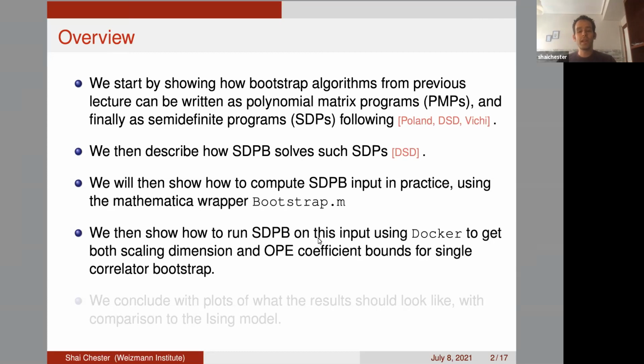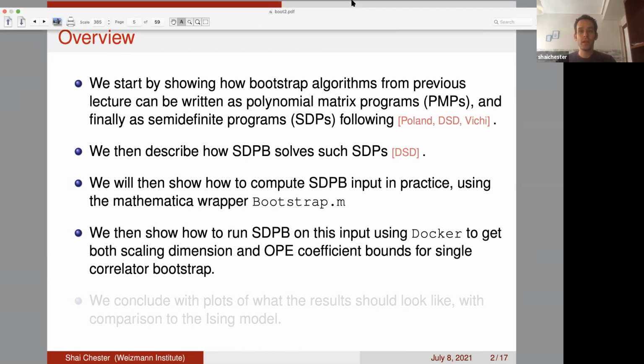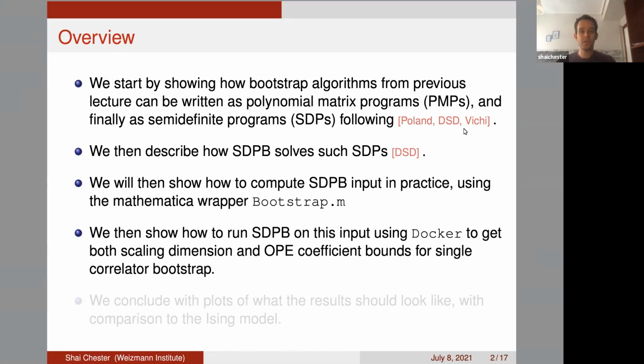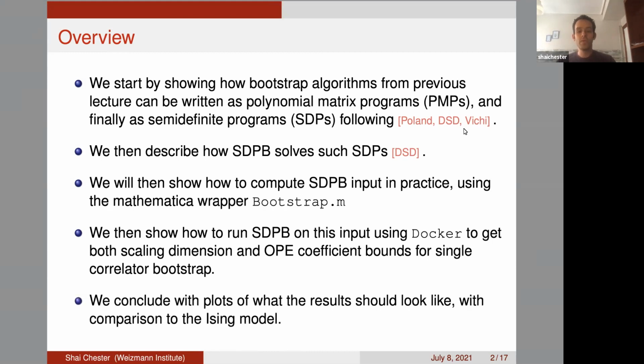We then show how to run SDPB on this input using Docker to get both scaling dimensions and OPE coefficient bounds for the single correlator Bootstrap. And all of this I will walk you through, and you will see that you can do it very quickly and efficiently on your laptop. We will conclude with some plots of what the results should look like, with the comparison to the Ising model.